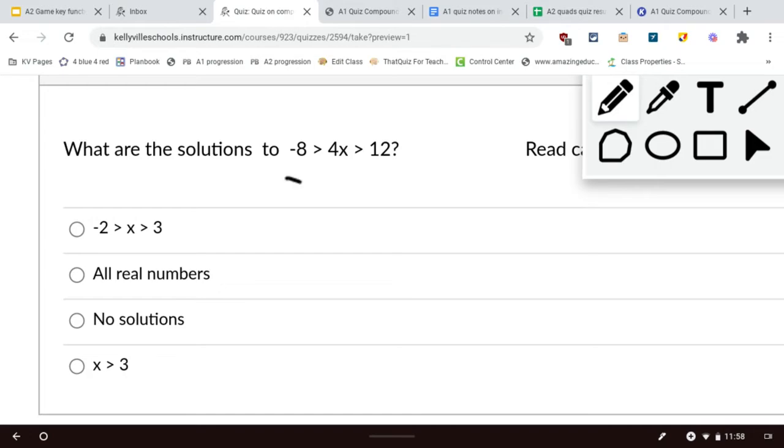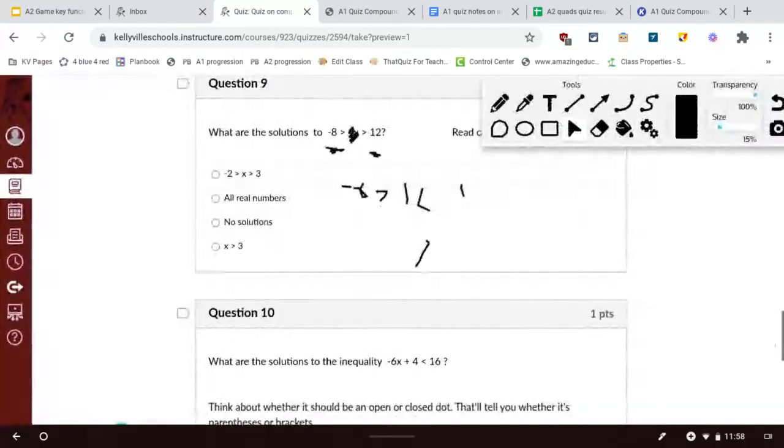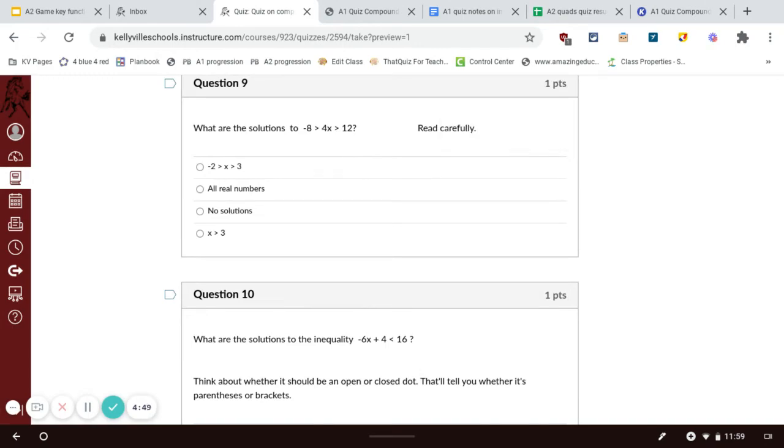So the key here is to look at the negative 8 and the 12. If I just kind of ignore this 4x for a second, that's going to say negative 8... ooh, that's bad. Negative 8 is greater than 12. I'll repeat that. Negative 8 is greater than 12. That's what this says. Okay. If I can back out here. Yeah, negative 8 is not greater than 12. So this statement makes no sense. That's why the answer is no solutions for this one.